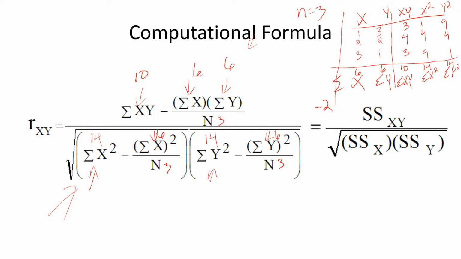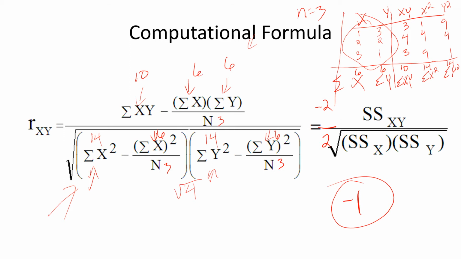The bottom, we need to do 14 minus 12, because again 6 squared is 36 divided by 3 is 12. So that's 2 times 2. We've got 4 down here, but it's the square root of 4. Square root of 4 is 2. We've got negative 2 divided by 2. We have a final answer here of negative 1. It's a perfect correlation. I set this up as a perfect correlation, and we get an R of negative 1. See, you can already see it's not that hard. It just looks complex.